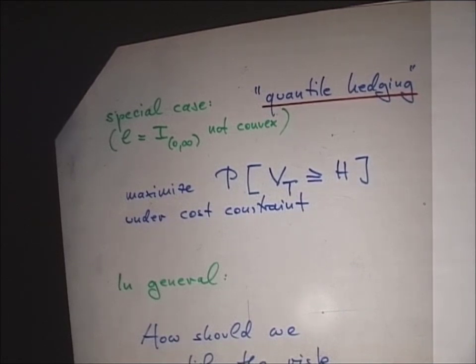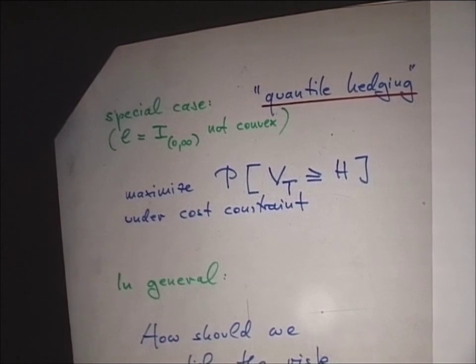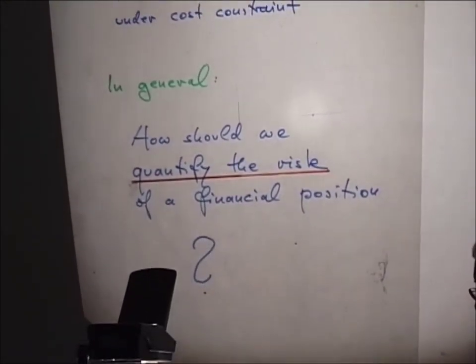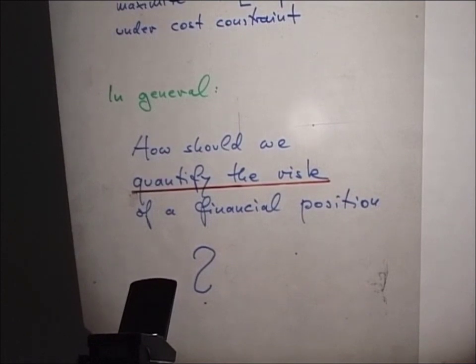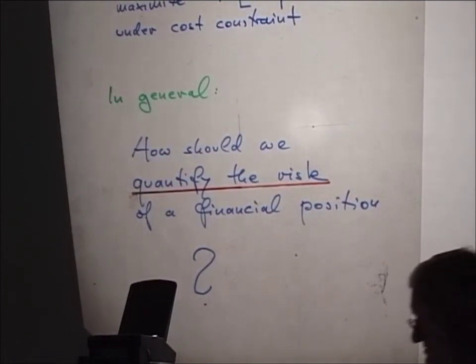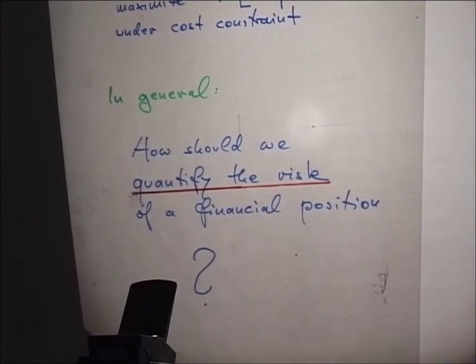We have seen two specific ways, but what if we start from scratch and start to think systematically about what does it mean, what are reasonable measures, consistent measures of the financial risk of a financial position? And this will be the topic then of the next lecture. So I'll stop here.